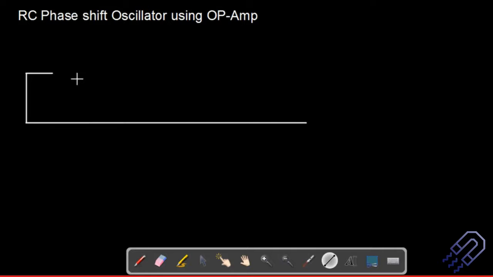What we usually have is, first we draw the op-amp, and the input of the op-amp will be towards the inverting terminal, because we are offering a 180 degree phase shift, while the feedback circuit will provide the other phase shift.